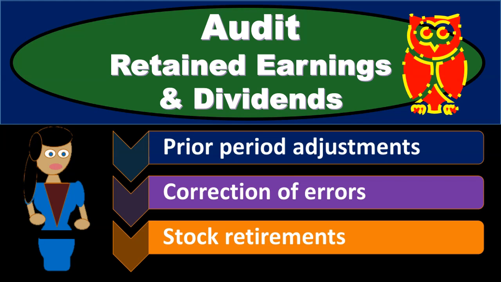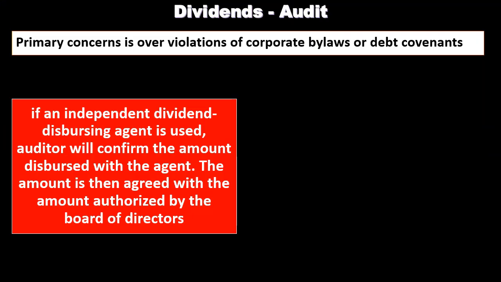We should be able to basically consider all the transactions that are included in it on more of a substantive type procedural process. Primary concern with relation to dividends is over violations of corporate bylaws or debt covenants. So any kind of violations of the bylaws is going to be our major concern with regards to the dividends.